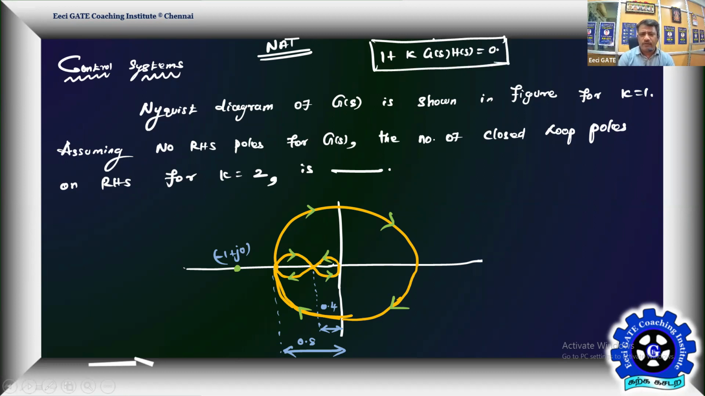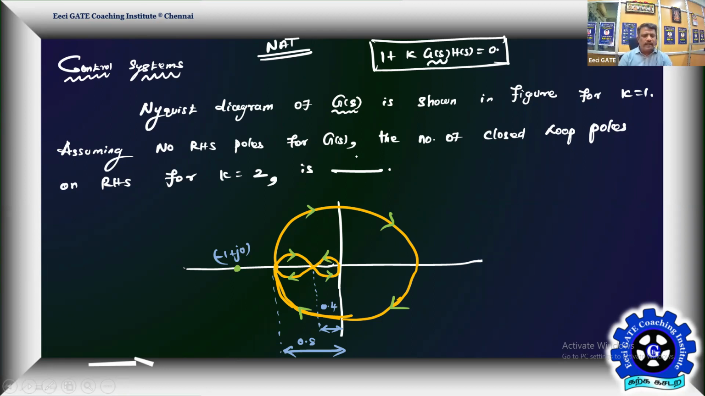Now what we are doing is plotting the curve when K is equal to 1, for G, probably H of S equal to 1. You straight away go for the G of S Nyquist diagram, the open loop transfer function's Nyquist diagram, when K is equal to 1. So under this condition, it is given.